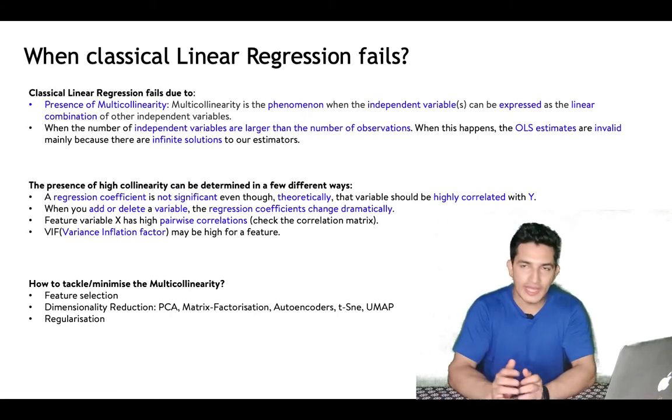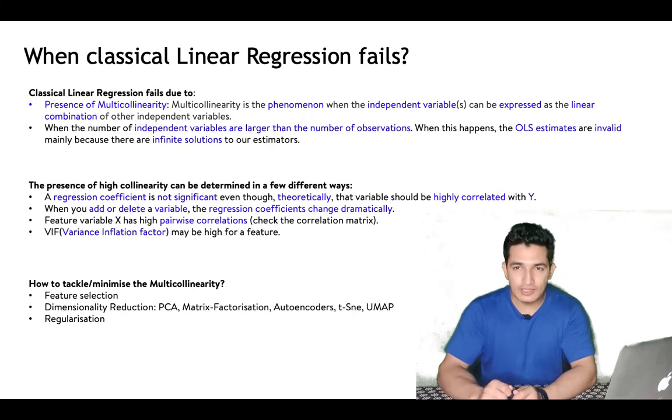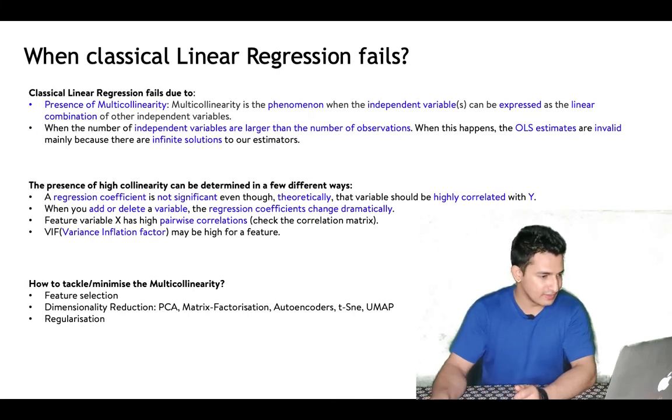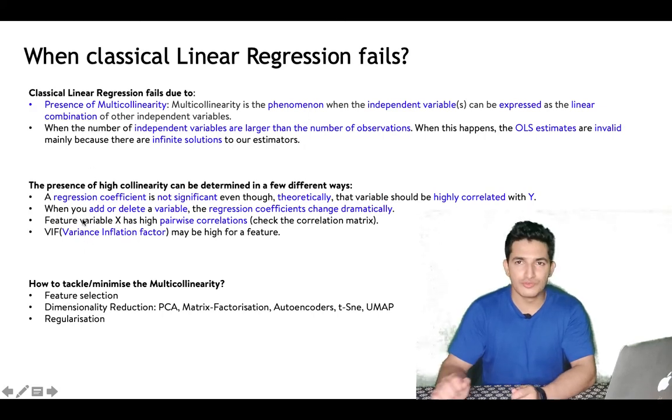And how to tackle or minimize multicollinearity? First of all, we can do feature selection. We can detect the features which are highly correlated and remove some of them. And also we can do something like forward selection or backward selection.